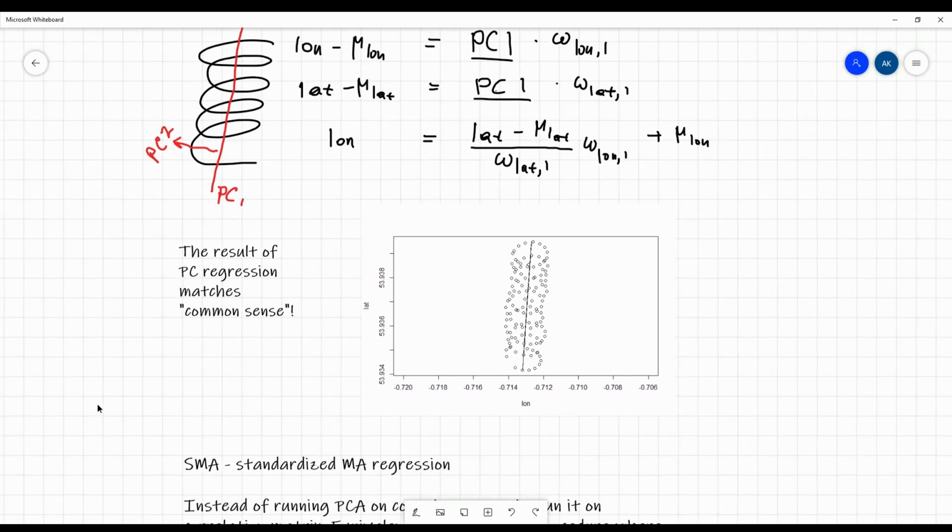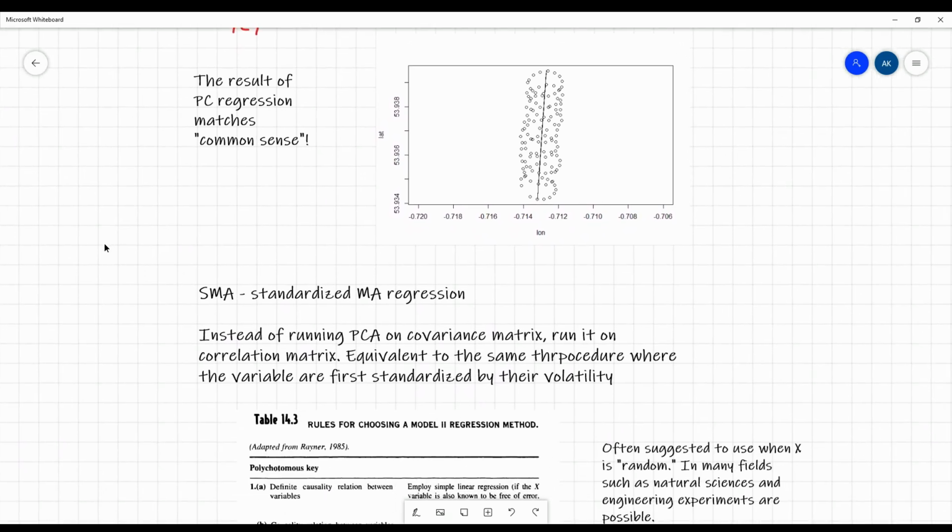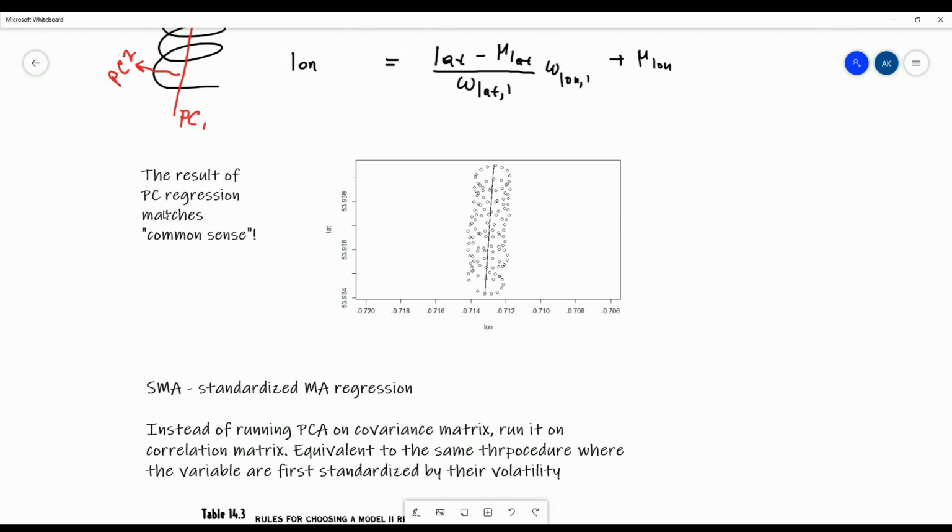Orthogonal regression, or major axis regression, has a few other variants, and in particular, it seems in ecology they like this thing, so they have different names for it.